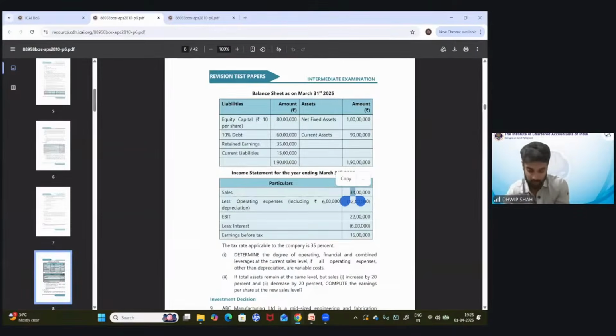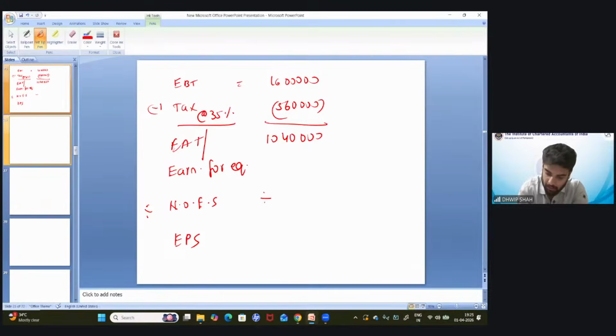Are you following? So कितना EPS है? How much is the number of shares? 80 lakh का share capital है. One share is having face value 10 each. So can I say number of equity shares is 8 lakhs? So 1040 divided by 8 lakh comes to 1.3. This is my existing EPS.